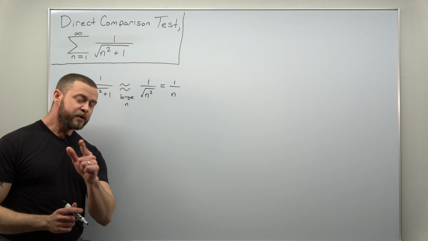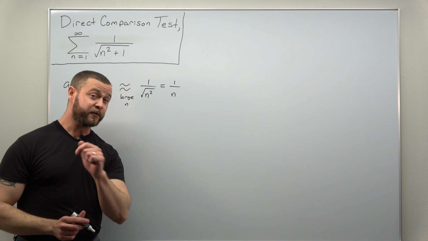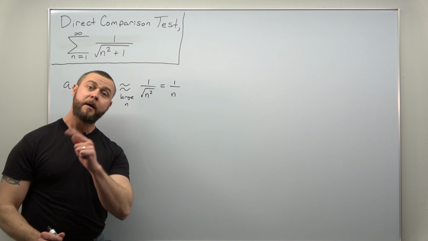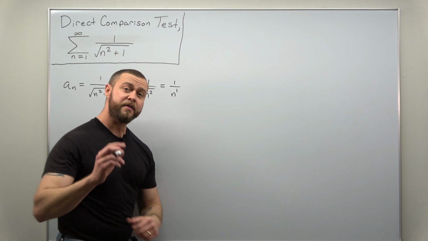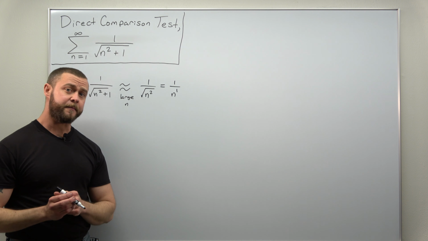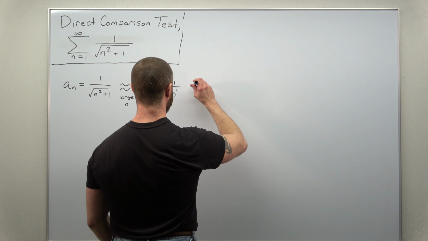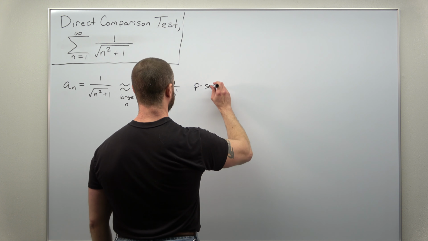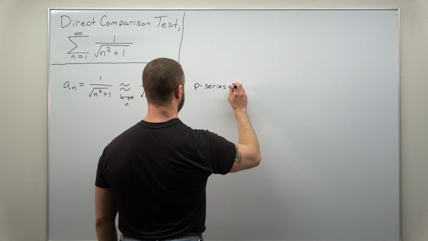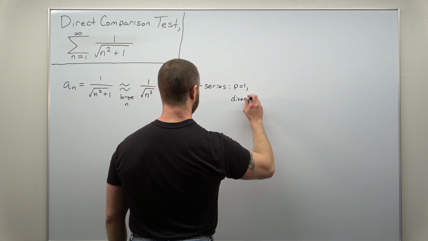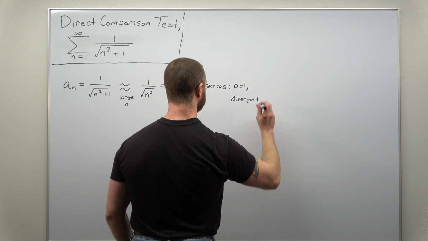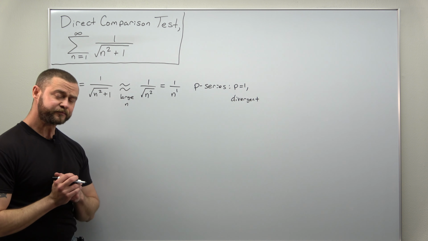Now, you should be able to recognize this as the term for the harmonic series, but this is also a p series where the value for p is 1. And since we have that, that is a divergent p series.